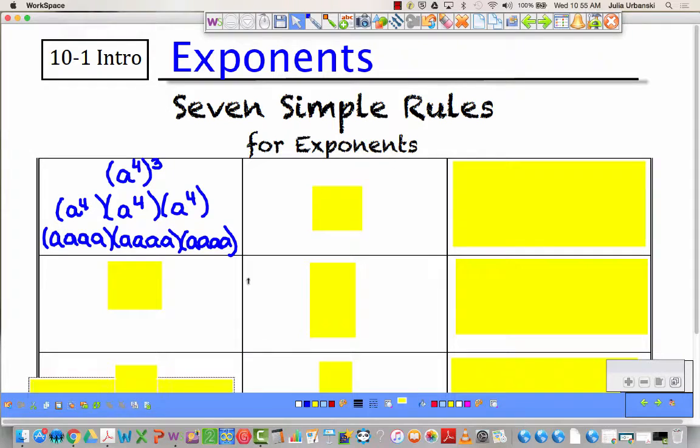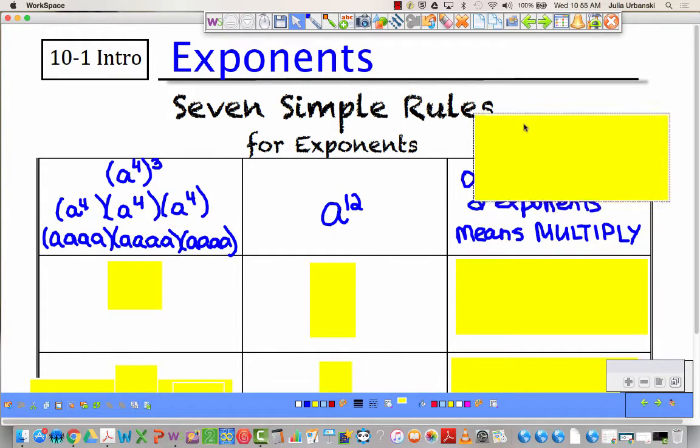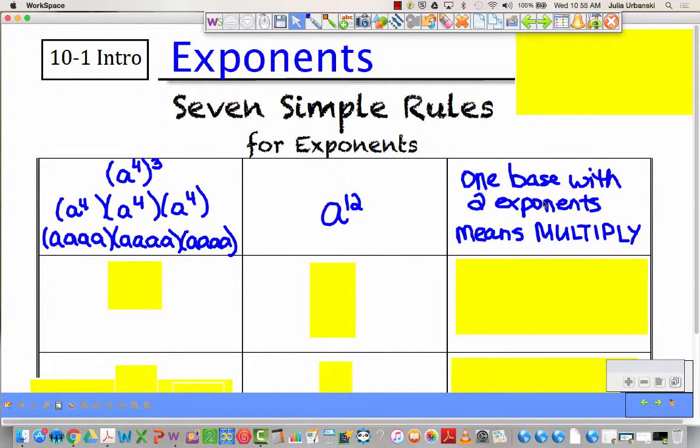The rule is that when you have one variable with 2 exponents, that's when you multiply. Okay, one base with 2 exponents on it means you multiply. If you look at the one above that, there was 2 variables and they each have their own exponent. That's the time when you add them. You have to know the difference.